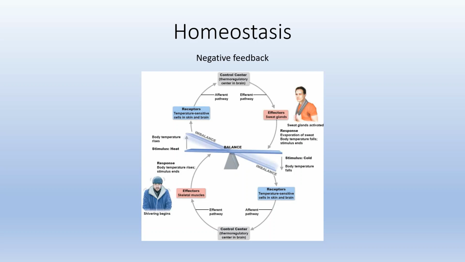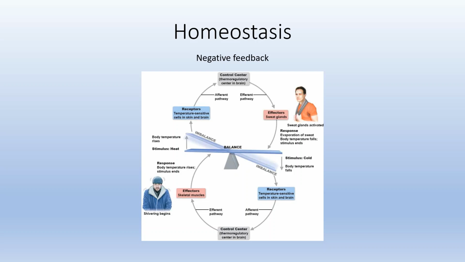We can also go the opposite way. So if we see that teeter-totter go up, we see an increase in body temperature. The same receptors in the skin that detect temperature are stimulated. They will then send that signal to the brain, or the control center, and the control center will send a signal to the effector to elicit a response.